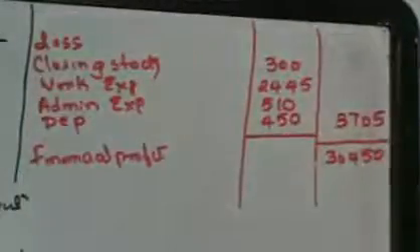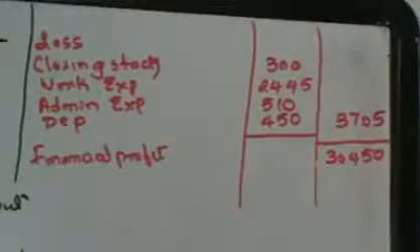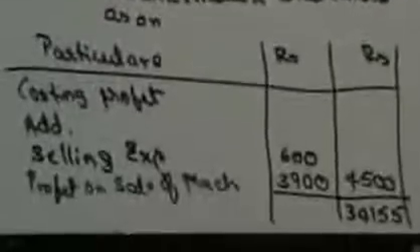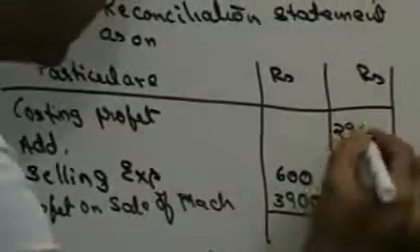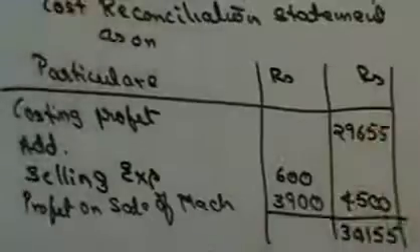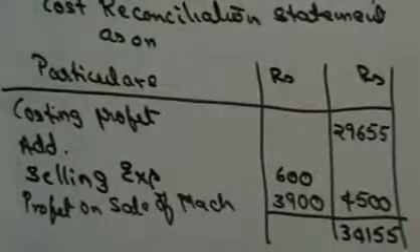3705. Someone please add 30,450 plus 3705. 34,155. 34,155 minus 4,500. 29,655. Right? So my costing profit is going to be 29,655. Right? Okay. We'll stop this here for the day. Thank you very much.